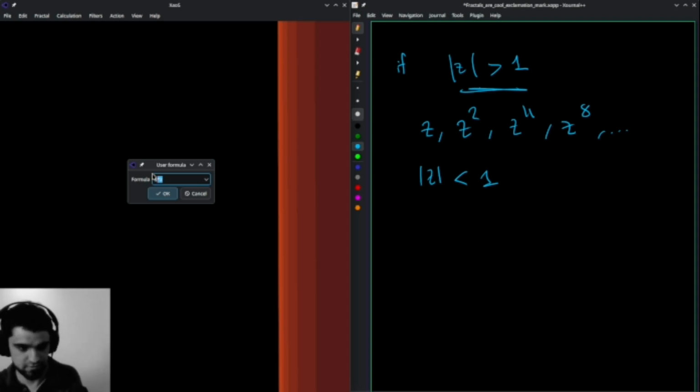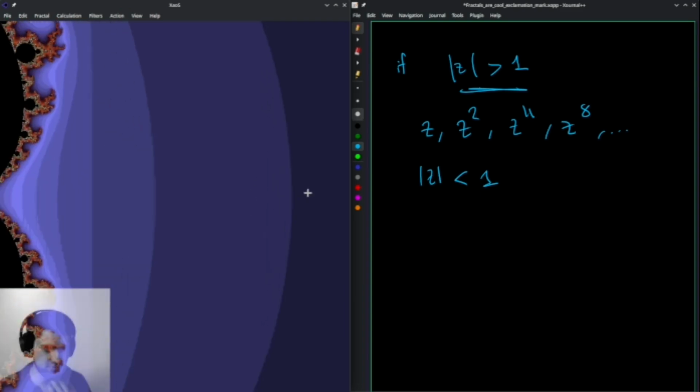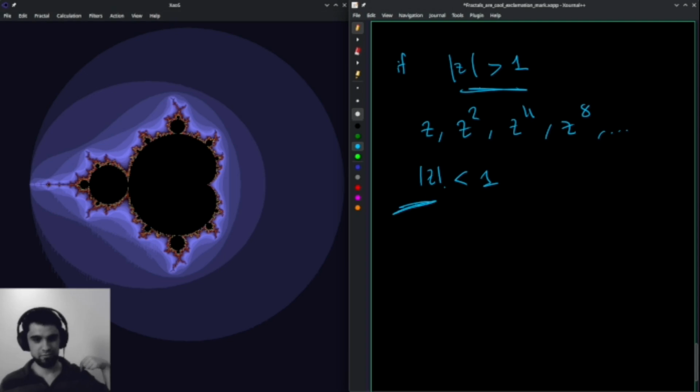So let's just double check that z times z plus c is indeed our favorite Mandelbrot set. And again, we were zooming in around 1, so let's zoom out, and there we go. Here's our Mandelbrot set.